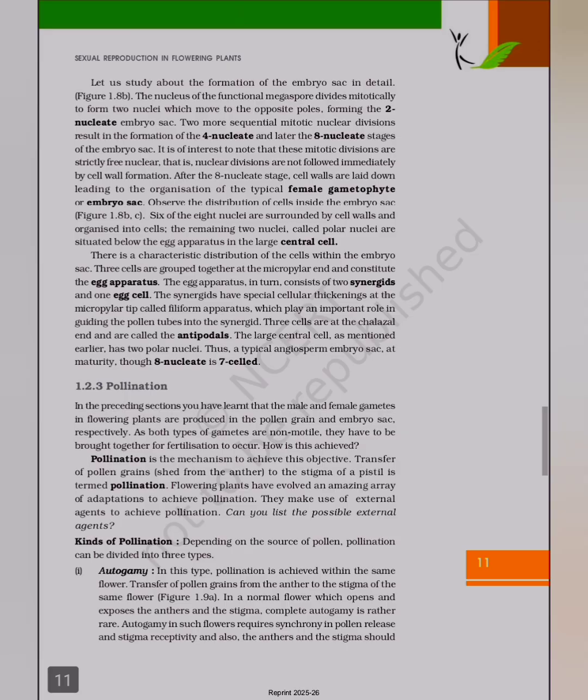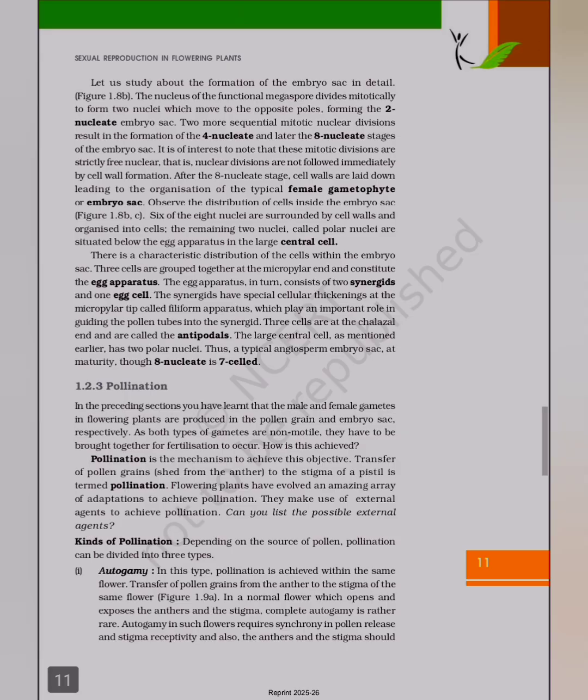Pollination. In the preceding section, you have learned that the male and female gametes in flowering plants are produced in the pollen grain and embryo sac, respectively. As both types of gametes are non-motile, they have to be brought together for fertilization to occur. How is this achieved? Pollination is the mechanism to achieve this objective. Transfer of pollen grains from the anther to the stigma of the pistil is termed pollination. Flowering plants have evolved an amazing array of adaptations to achieve pollination. They make use of external agents to achieve pollination. Can you list the possible external agents?